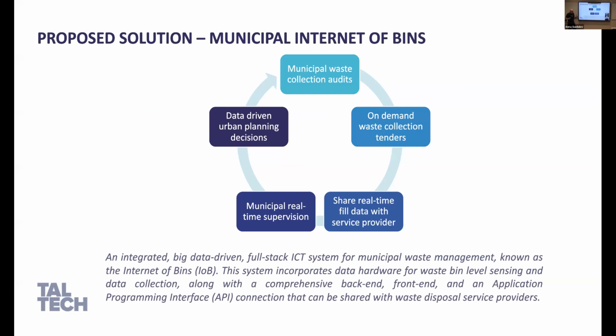The system itself is based on a full-stack solution that the researchers are going to work with. We engaged Tallinn, Estonia, Cesis from Latvia, Hilberger from Germany and Porto. What we do is municipal waste collection audit, audits on waste collection tenders, share real-time field data with service providers through the API, and make urban planning decisions. Please, next slide.